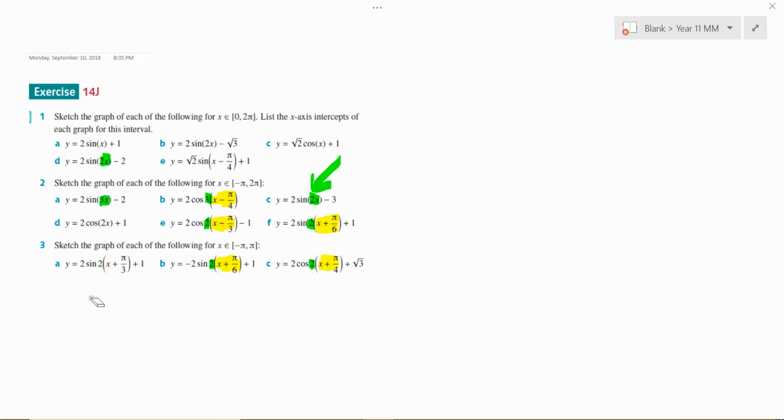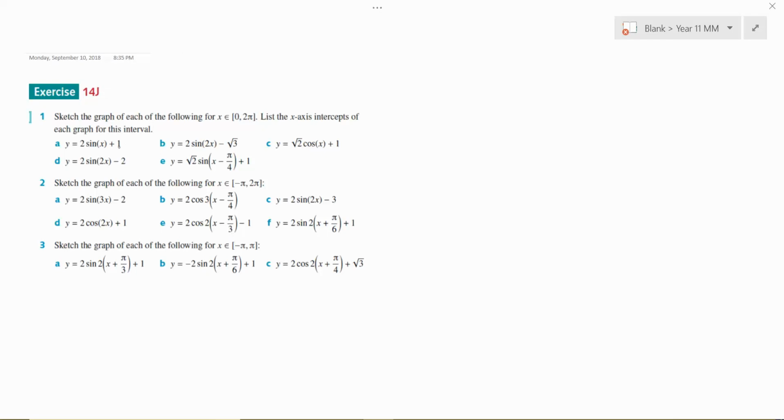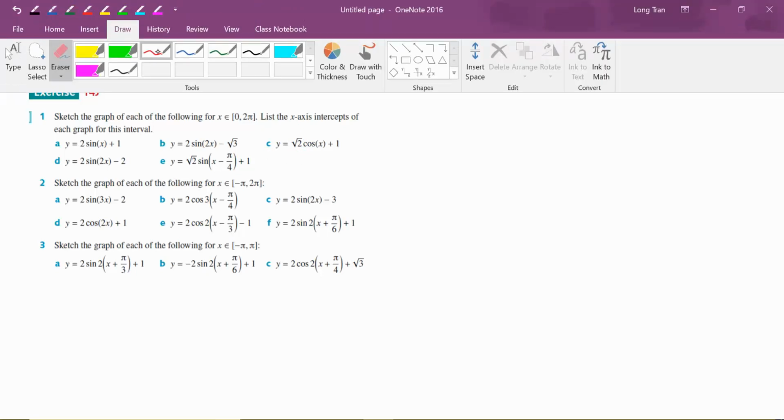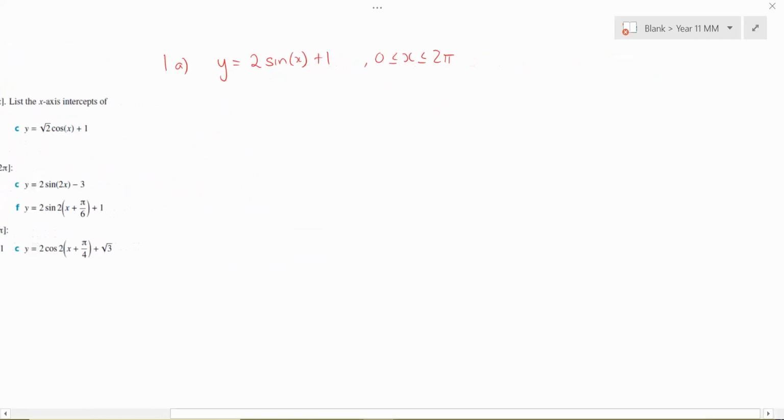So I'm just going to work my way through the exercise. Let's pick a few to start off with so you can get a feel of it. I'd like to start off with whole numbers. Whole numbers are nicer, whereas if you start off with the surds, it's a bit harder for you to picture what's going on. Okay, so let's do question 1A. We are trying to sketch y equals 2 sine of x plus 1, where x is between 0 and 2 pi. Okay, so here we go.